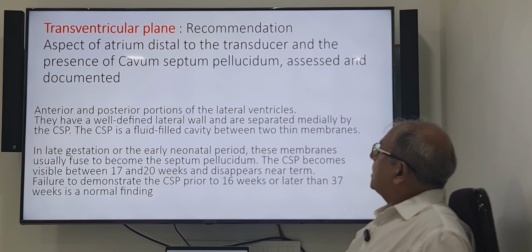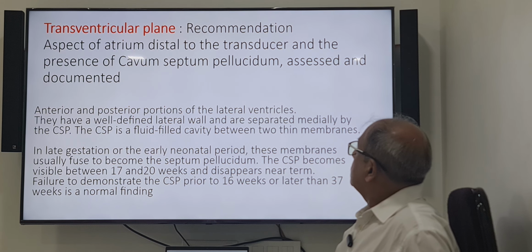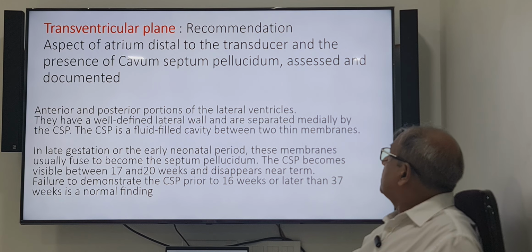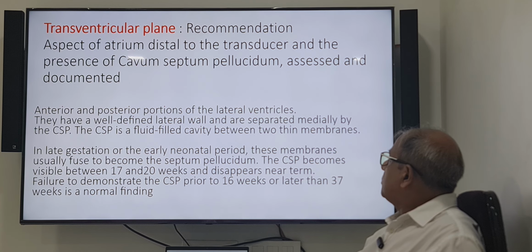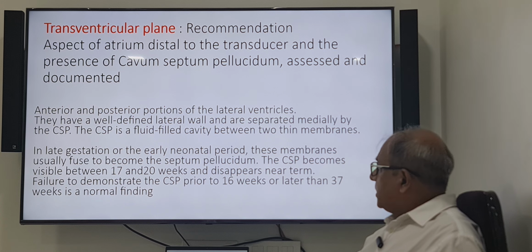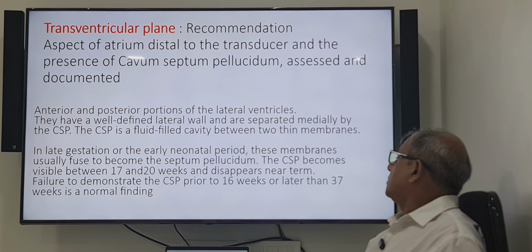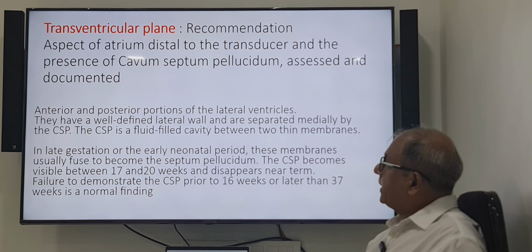So the transventricular plane: aspect of atrium distal to the transducer and the presence of cavum septum pellucidum. Anterior and posterior portion of the lateral ventricle, they have a well-defined lateral wall and are separated medially by cavum septum pellucidum. Already I discussed all these things, and failure to demonstrate CSP prior to 16 weeks or later than 37 weeks is a normal finding.